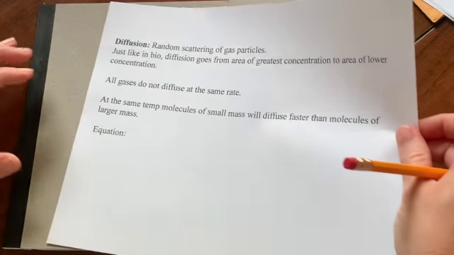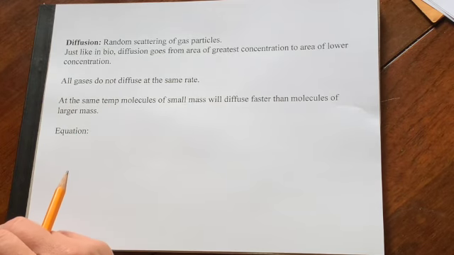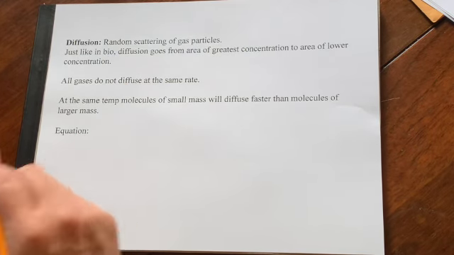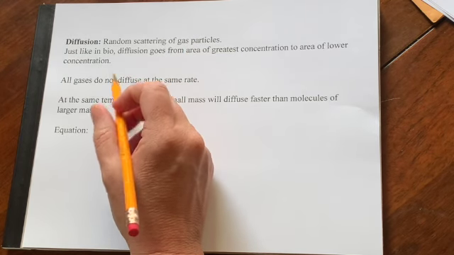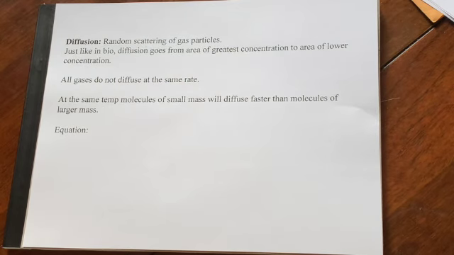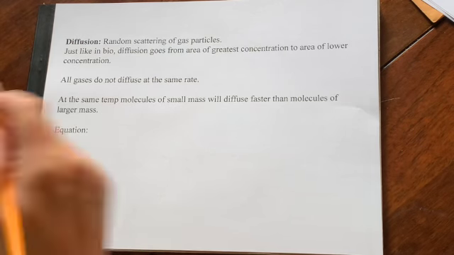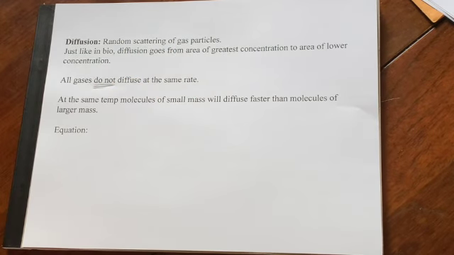All right, so we are going to do one more gas law today, and that gas law is going to be dealing with what is known as diffusion. When we talk about diffusion, we're talking about the random scattering of gas particles. Just like in biology, diffusion of a substance, of a gas, is going to go from areas of greatest concentration to areas of lower concentration. All gases do not diffuse at the same rate.